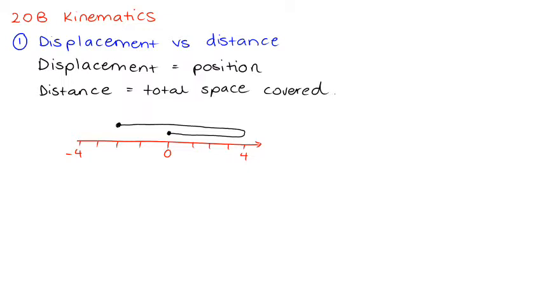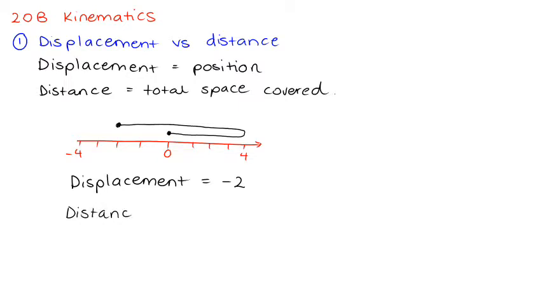So the difference between displacement and distance: displacement is its position at the end compared to its position at the start. So its position at the start was 0 and now it's at -2, so its displacement is -2. Whereas the distance that it has covered has gone from 0 up to 4 and then back down to -2. So 1, 2, 3, 4, 5, 6, 7, 8, 9, a total of 10.